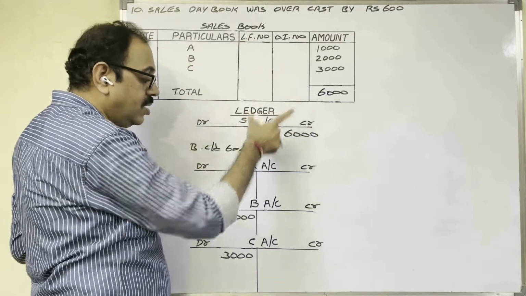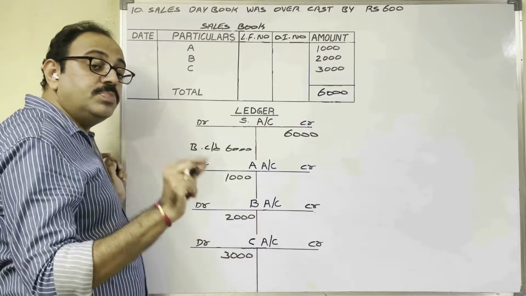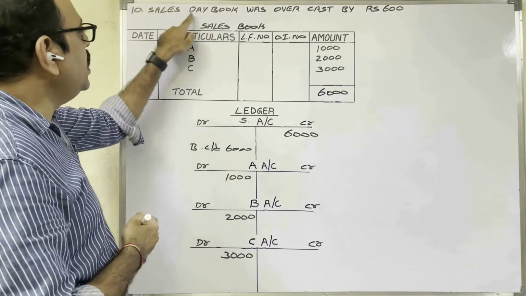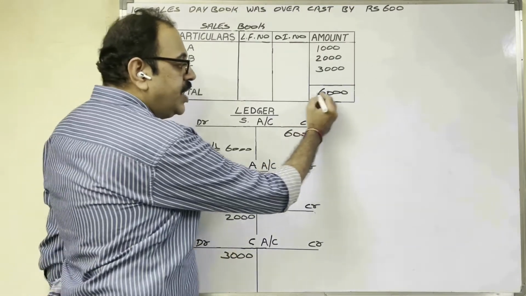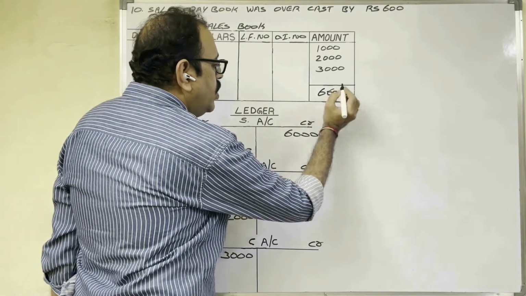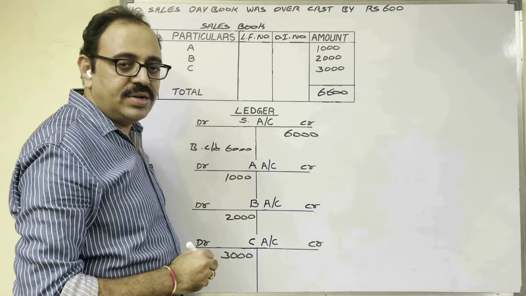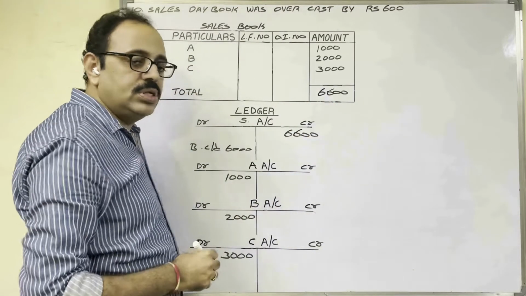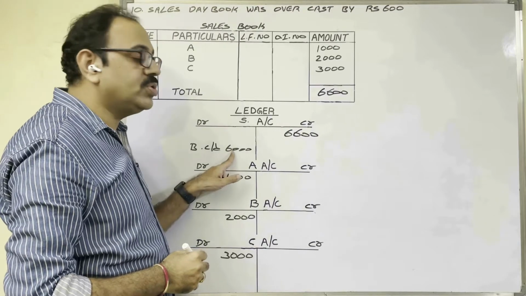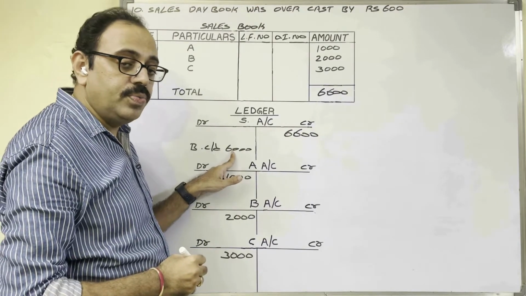And in individual accounts, on debit side we should post, because in sales account we posted on credit side. Correct recording, correct posting. Now observe the mistake. Sales day book was overcast by 600. Instead of writing 6,000, accountant wrote 6,600. Then same amount was credited in sales account, but I need 6,000 rupees here. So what to do?